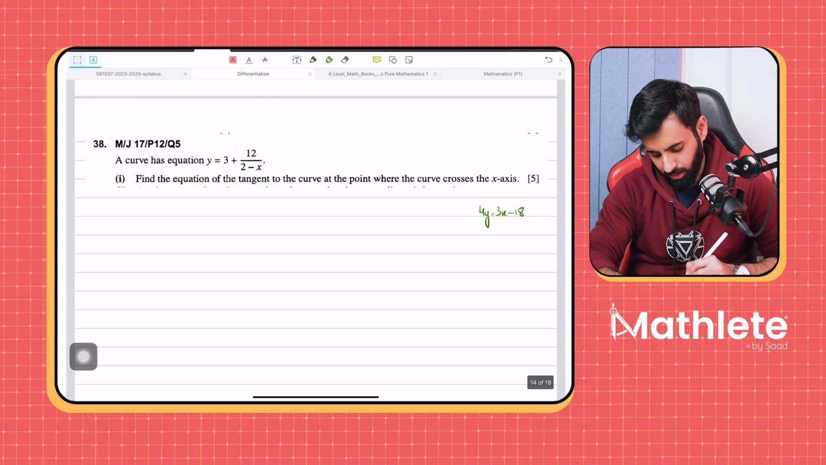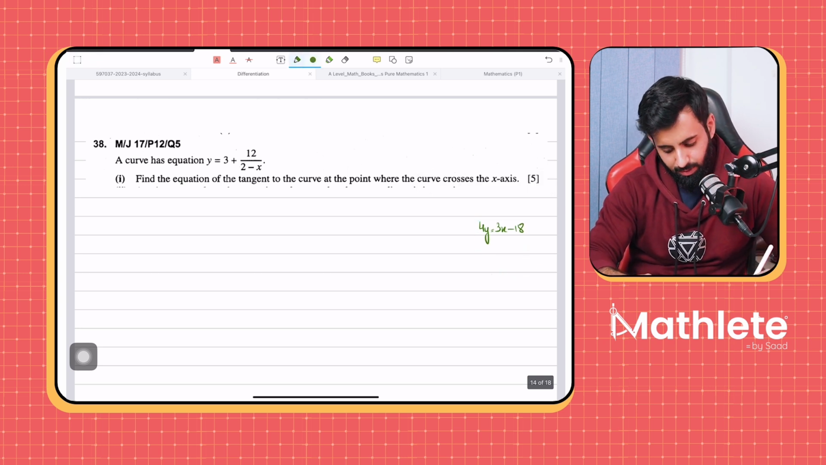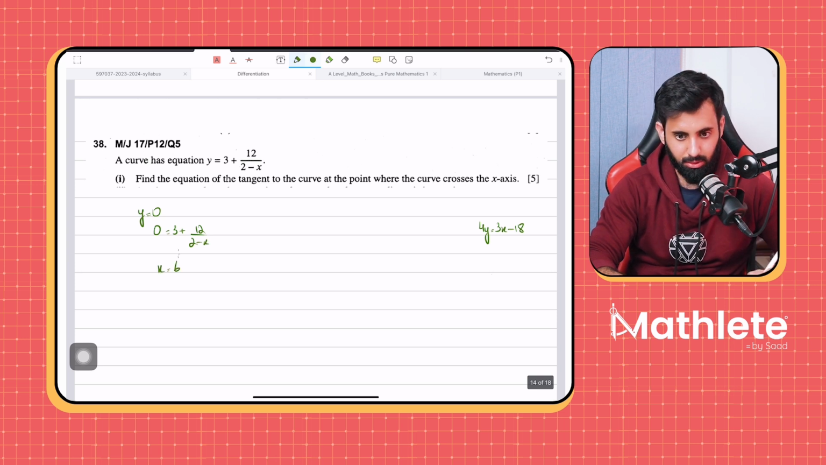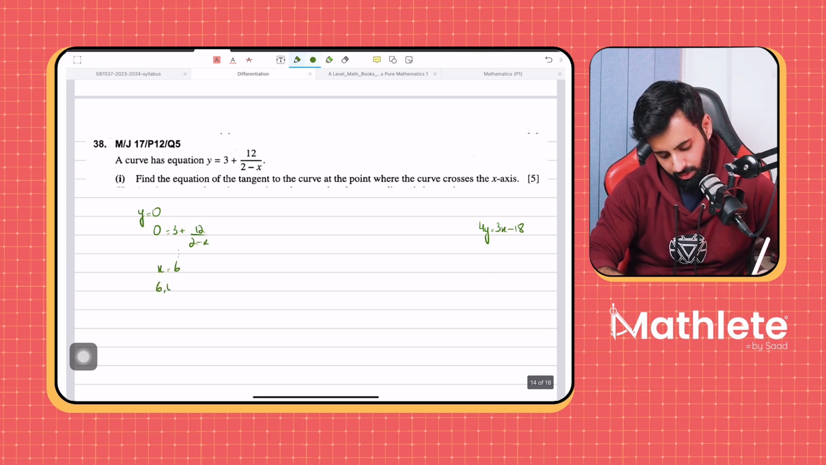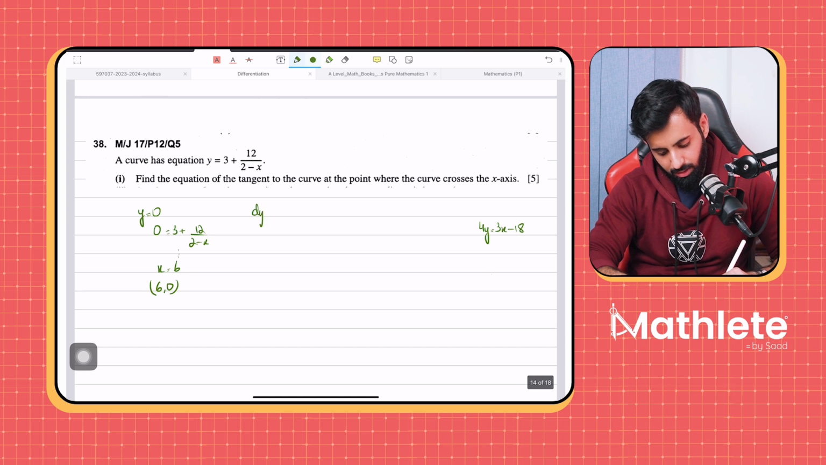Now I'm not going to solve the entire thing, but here's what I can do. Tell me the coordinates where the curve crosses the x-axis. 6, 0. So you plug in y equals 0. That means 0 equals 3 plus 12 over 2 minus x. Then when you solve it, you get x equals 6. So 6, 0.